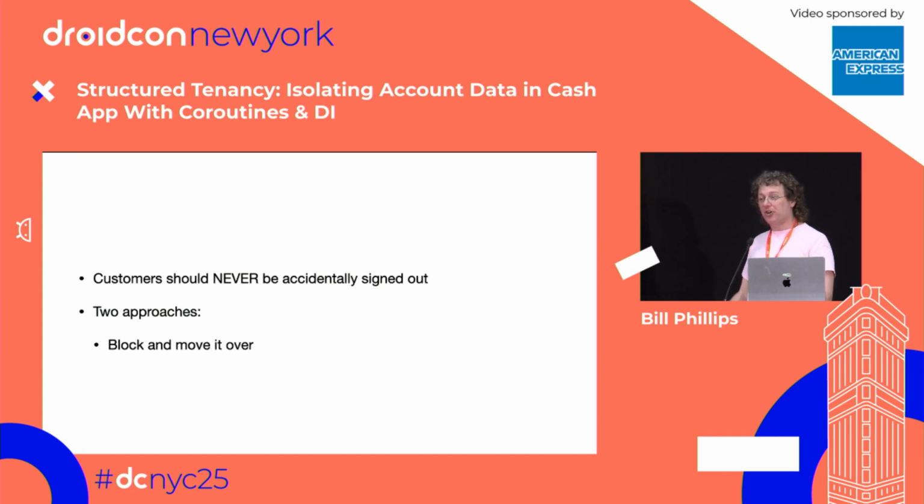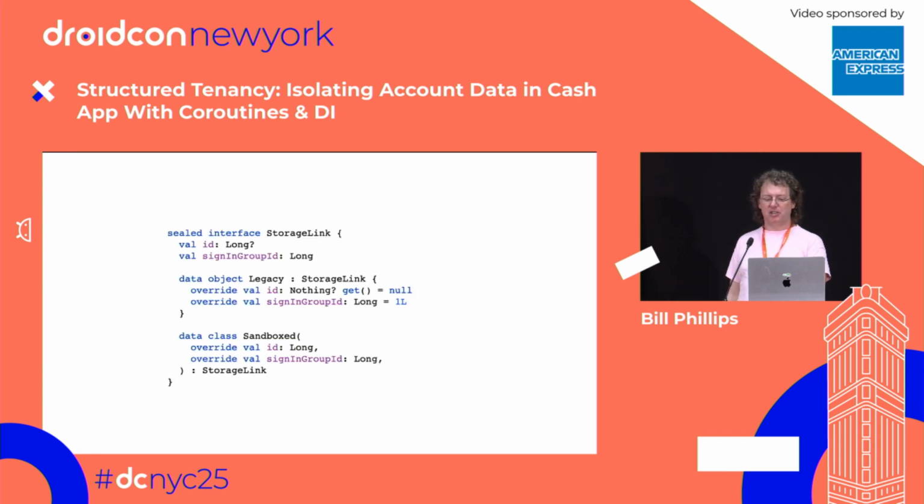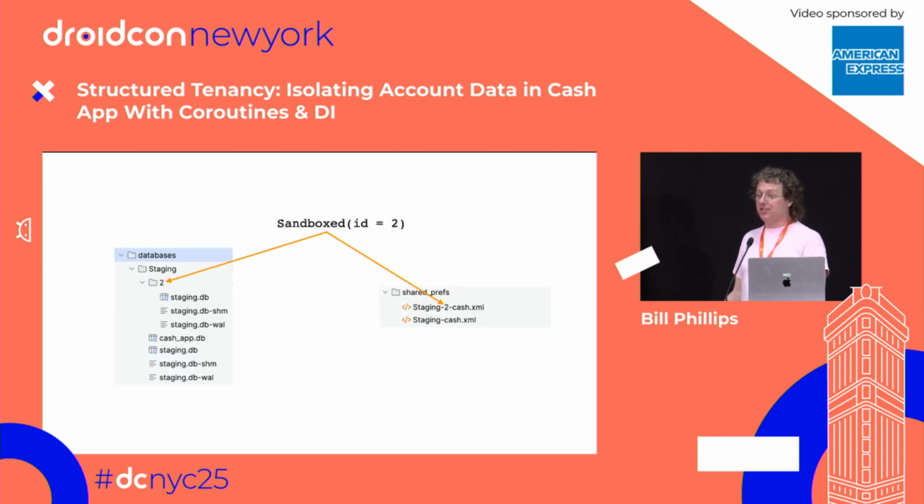We can either do some blocking operation where we stop the UX and move it over, or we can just leave it where it is. We looked at this and said, blocking and moving it over, that sounds hard. Let's just not. Let's just leave it where it is. So what we did was we modeled the existing location with a storage link we called legacy. It kind of had a no-op ID and sign-in group ID. And now everything that we have in our persistent storage has a name and a reference. Great.